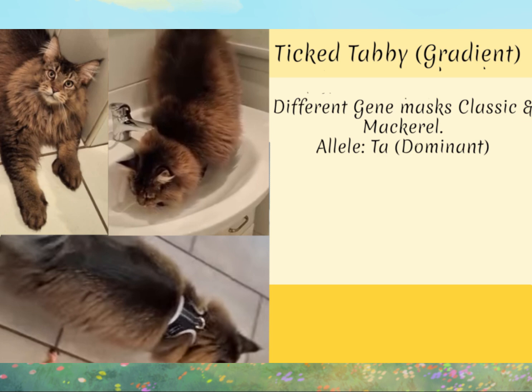The third tabby type is a tick tabby. They have a gradient pattern with an endorsal stripe. It is a different gene that masks the classic and mackerel tabby, and it is a dominant allele.